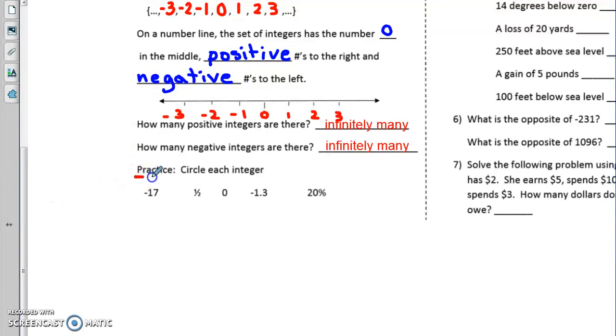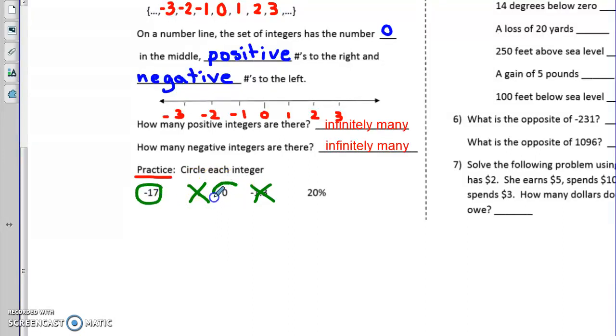Now what you're going to do down here at the bottom of the page on your note sheet is circle the numbers that you see that happen to be integers. Remember, integers are only whole numbers, and they're only going to be positives and negatives. They can't be decimals, they can't be fractions. So that means we can't circle this one and we can't circle the fraction. But this is an integer.